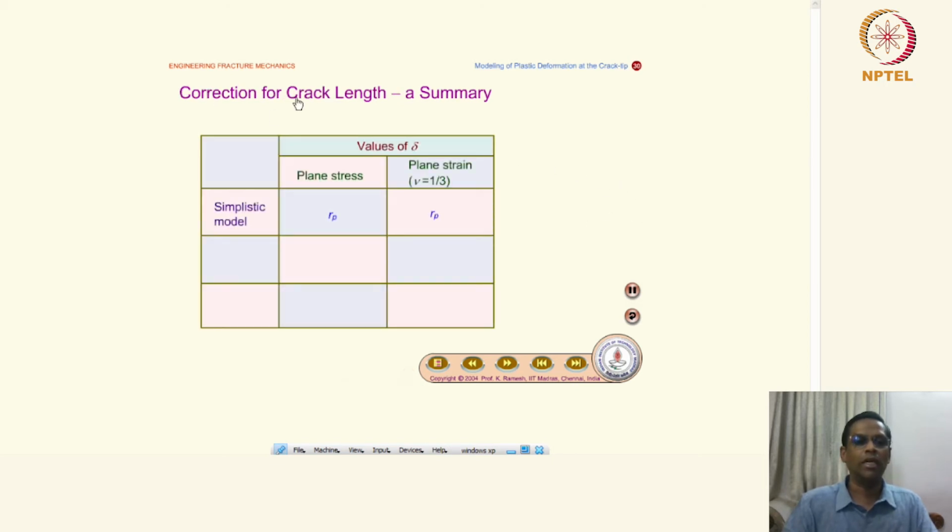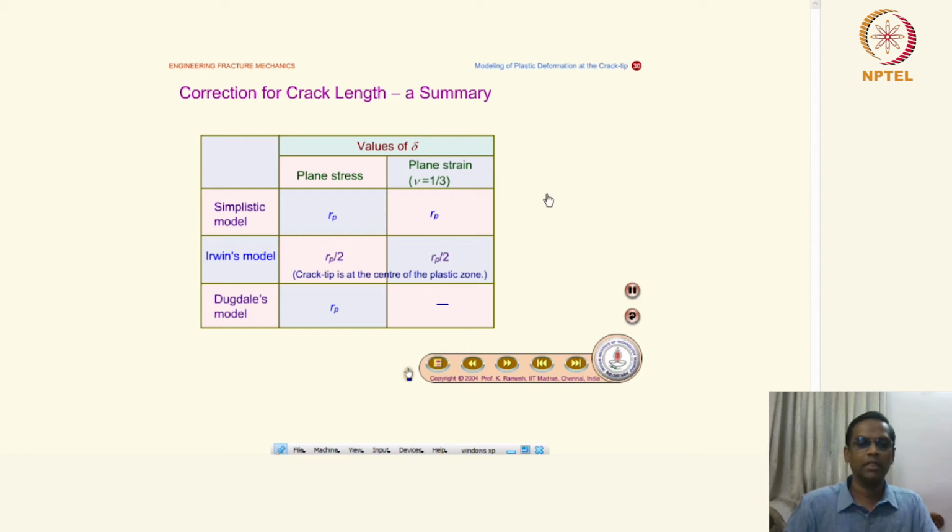And what about the correction in the crack length? The simplistic model considers it as RP in both cases, plane stress and plane strain. The Irwin model gives RP by 2, with the crack tip at the center of the plastic zone. In both cases, it is approximately RP by 2, and the Dugdale model again considers it as RP.